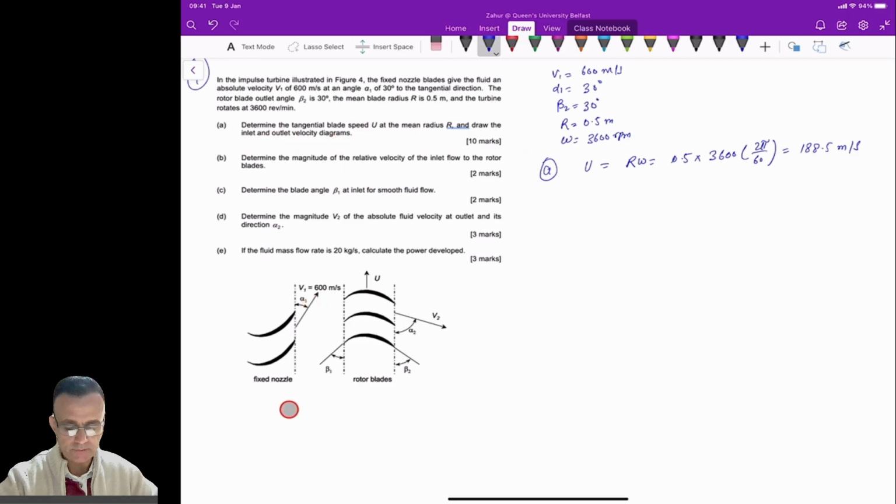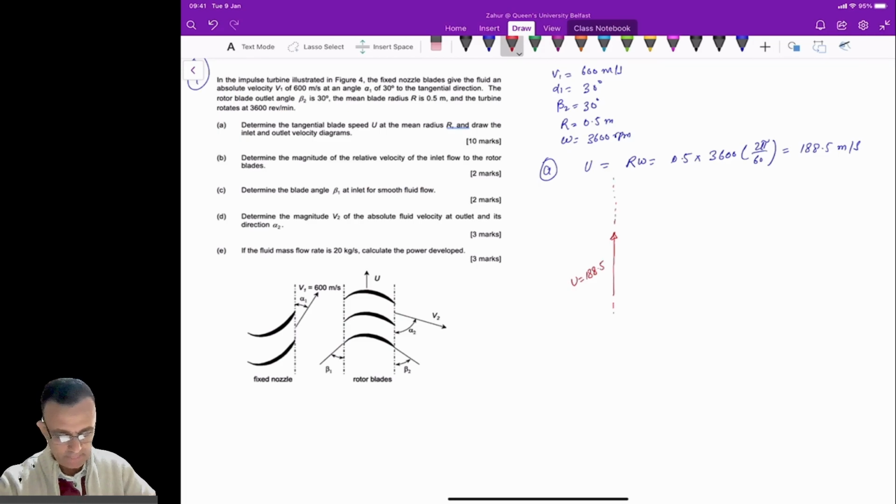And now you also need to draw the inlet and outlet velocity diagrams. You need to draw the inlet and outlet diagram here and here. So it's the inlet and outlet of the rotor blades here. To draw the diagram, we know that u is the same for both inlet and outlet. So we will draw u in this direction here, which we just found out is 188.5, and this is the tangential direction.